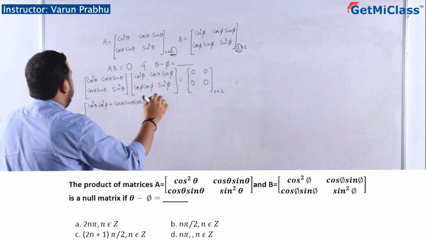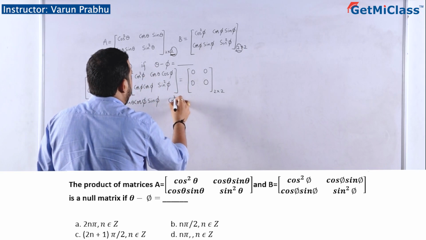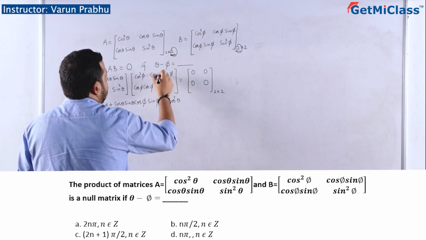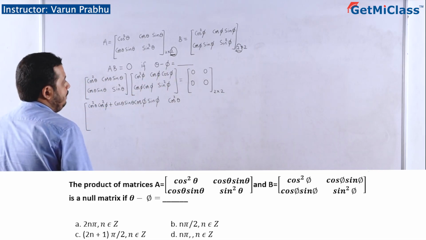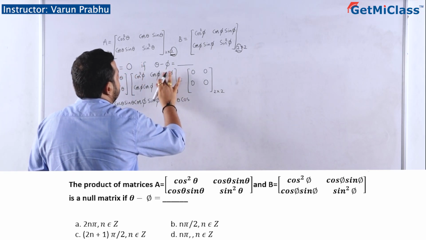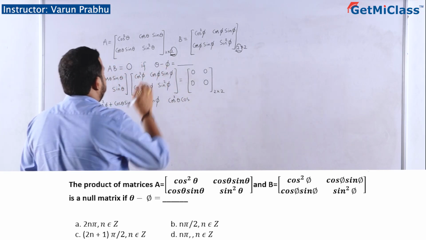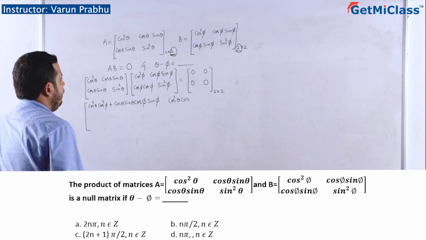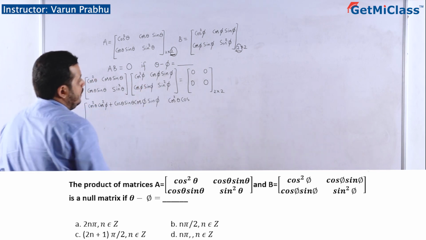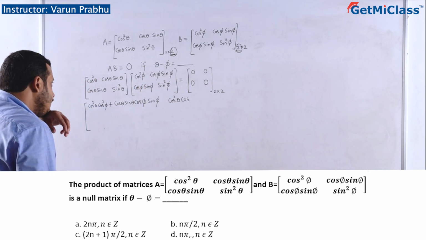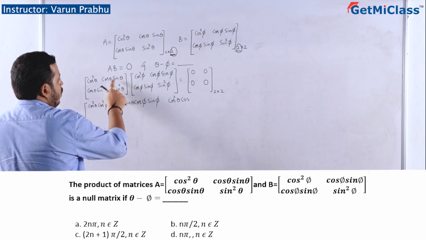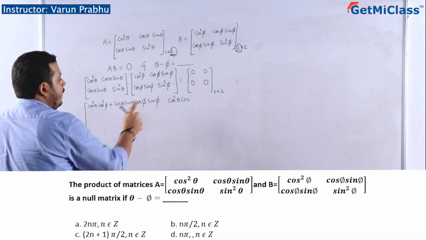Similarly, first row multiplied by the second column: cos squared theta, cos phi, sin phi. Everywhere it is phi, all changes, see properly, all right? Here also this is cos phi sin phi. So cos squared theta cos squared phi plus cos theta sin theta into cos phi sin phi.